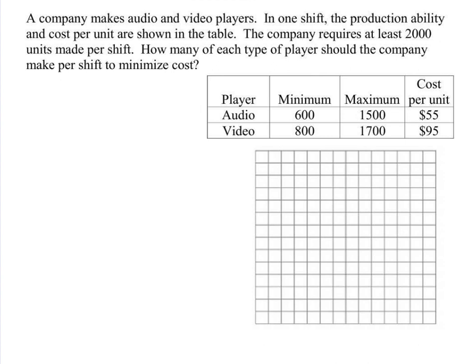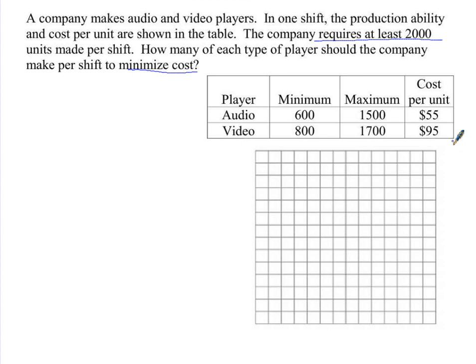The company requires at least 2,000 units to be made per shift. So if you are a worker, you have to make sure that at least 2,000 things wind up being completed while you're there. How many of each type of player should the company make per shift to minimize their cost of production? So minimize cost. That is going to be our objective function. The company requires at least 2,000 units made per shift. That's going to be one of our constraints. The rest of our constraints show up here.